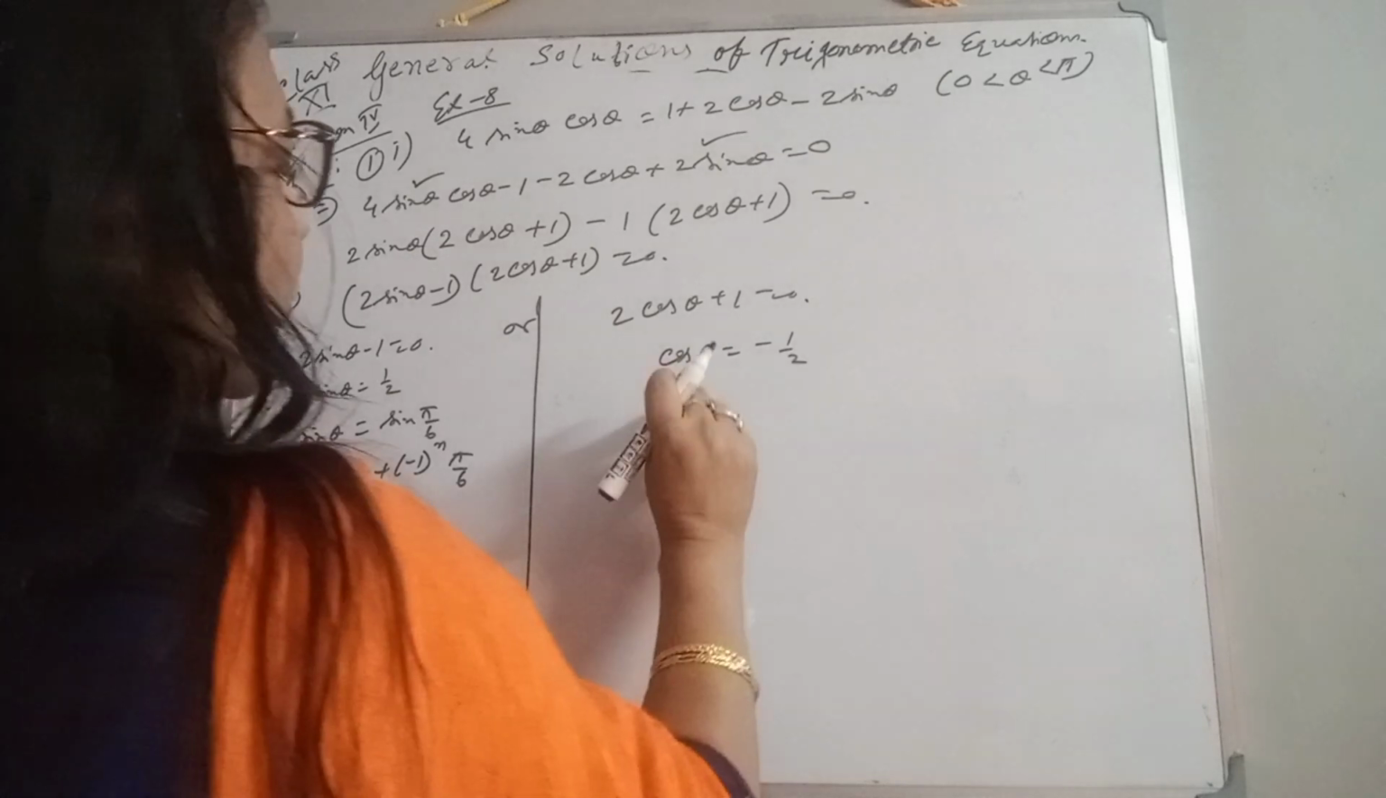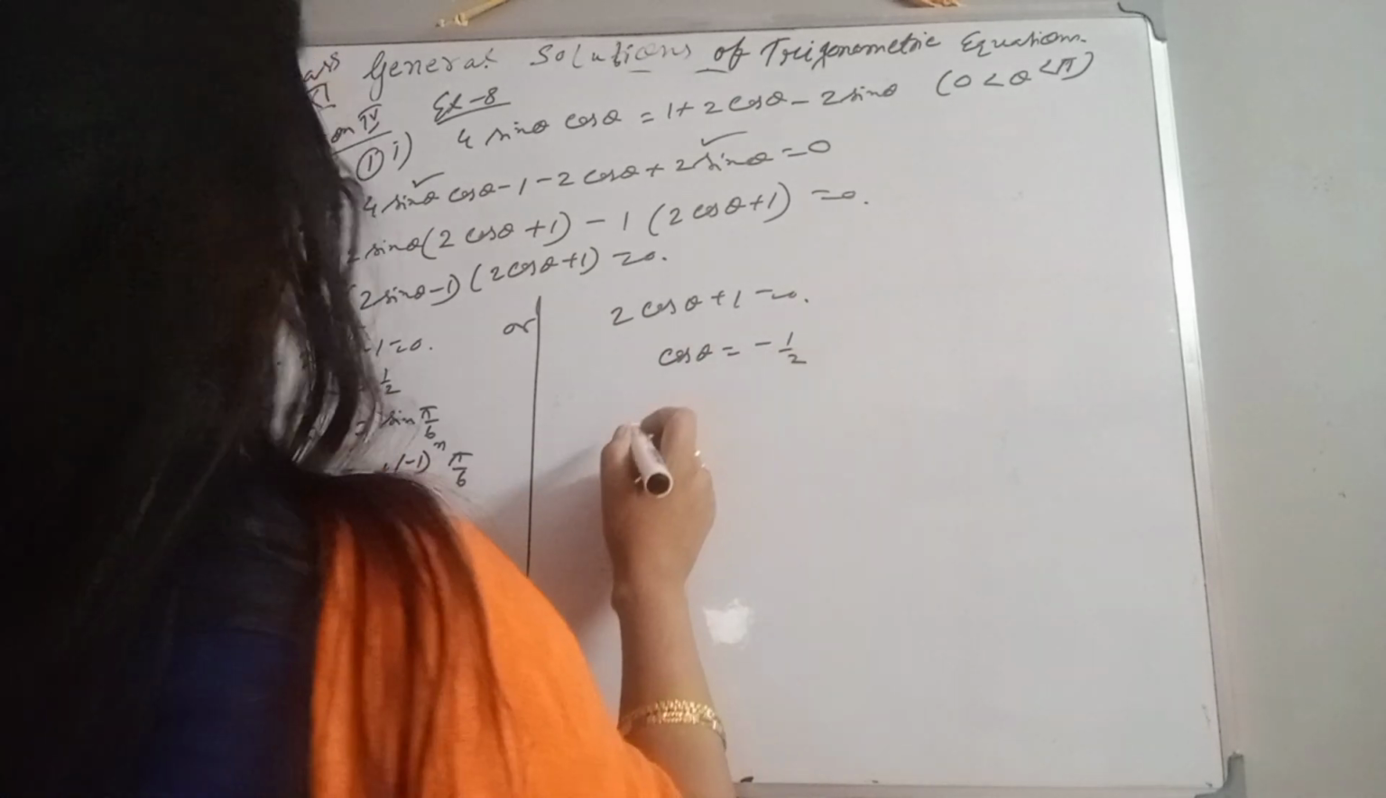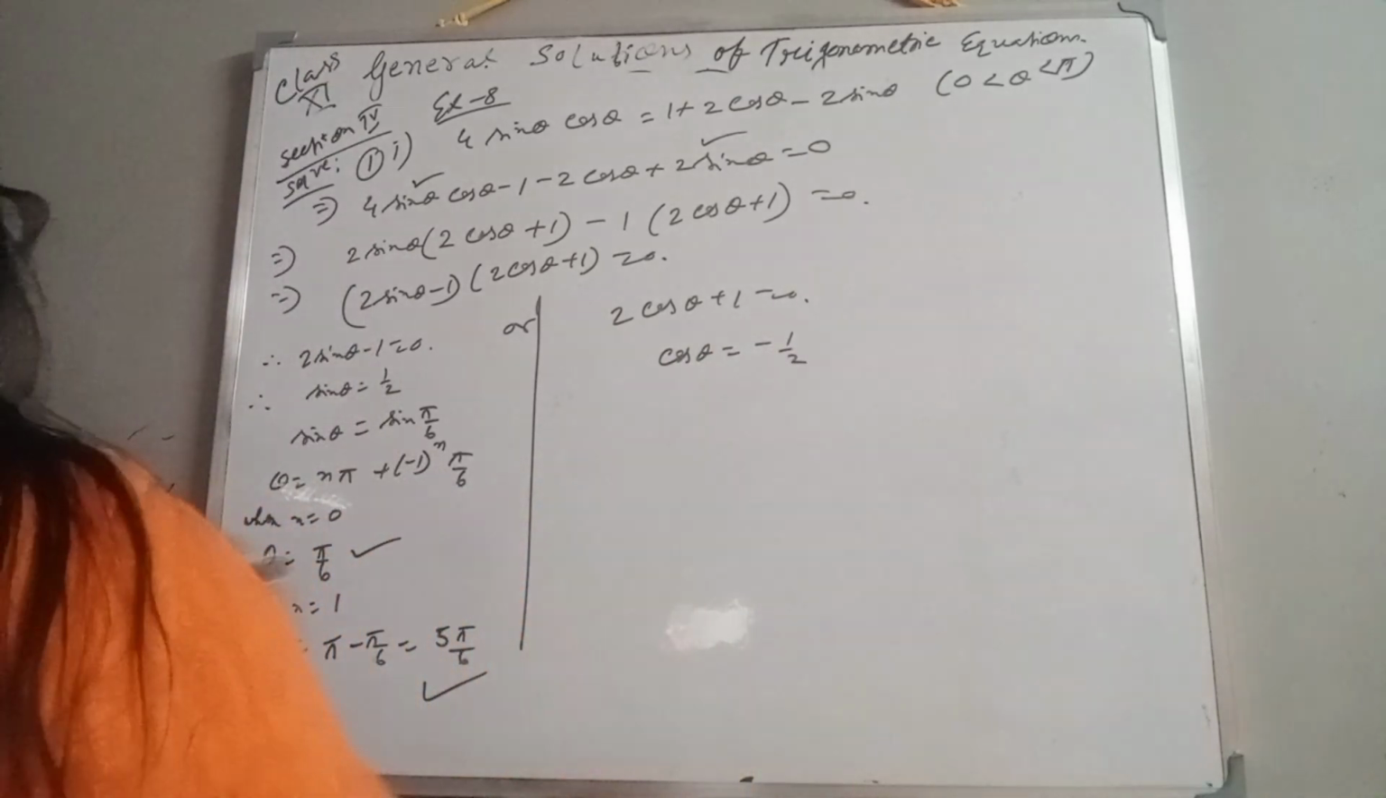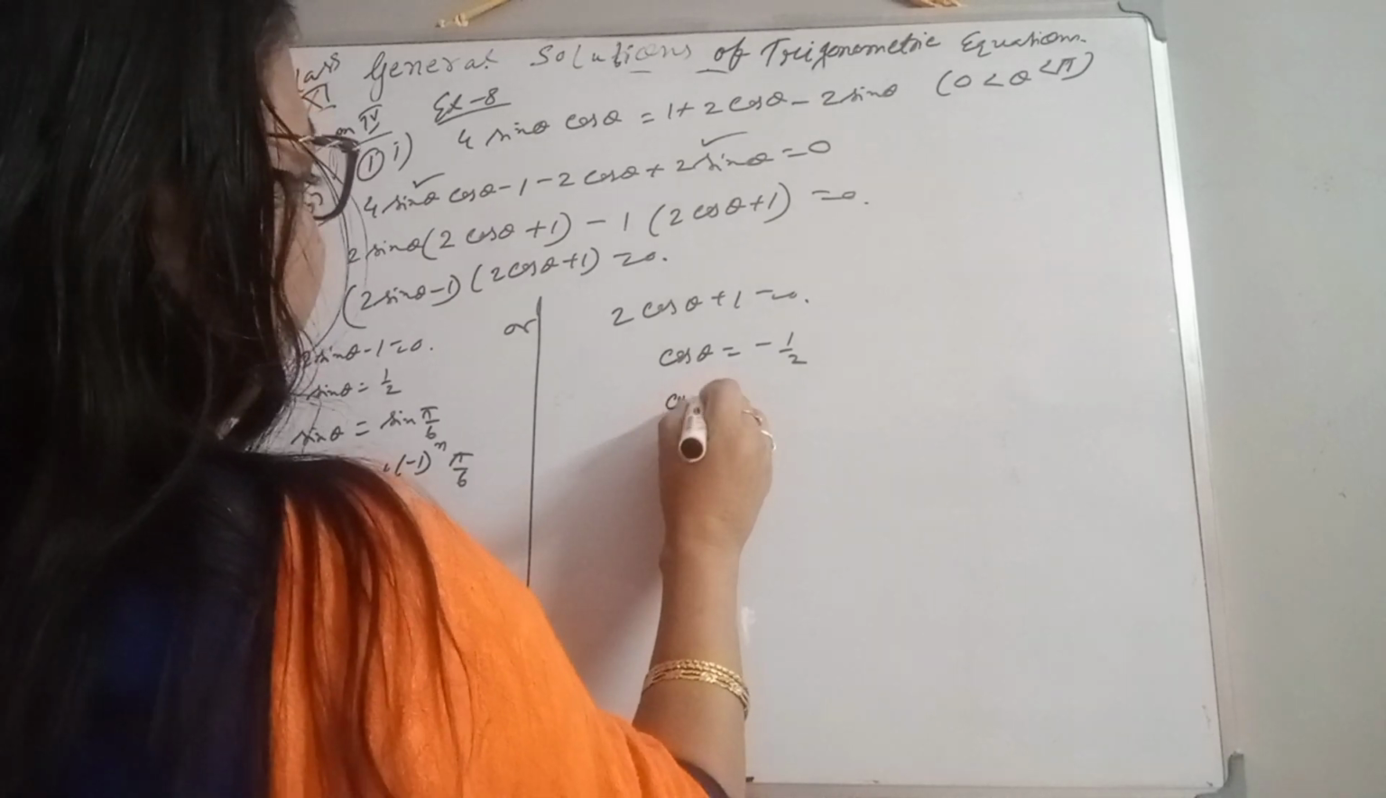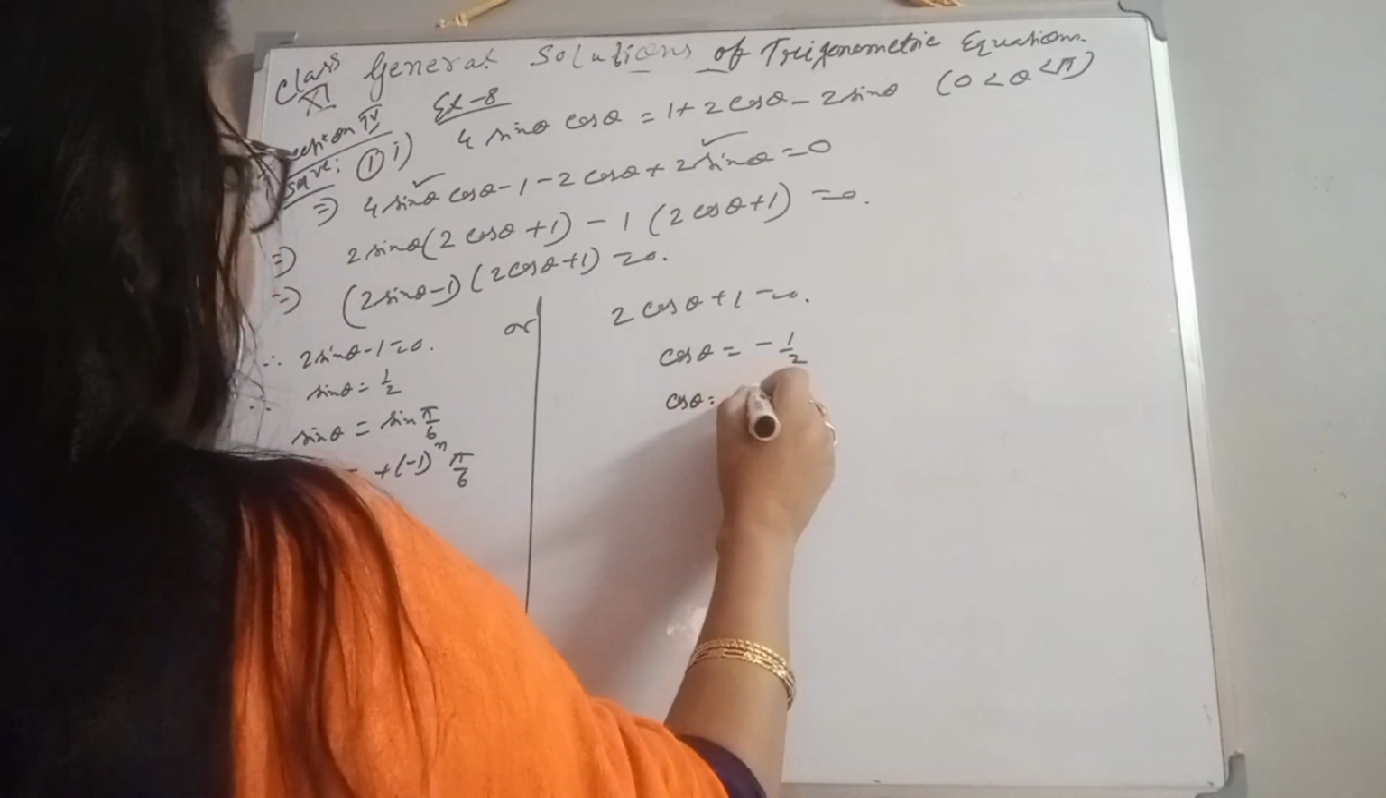Next, this one. So cos theta equals minus half. Cos theta equals minus half means we can write cos theta equals cos 2 pi by 3.